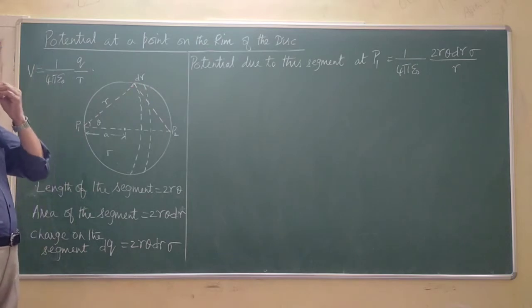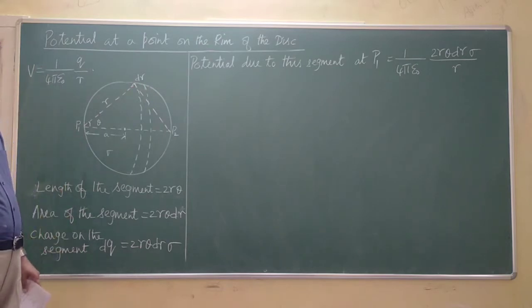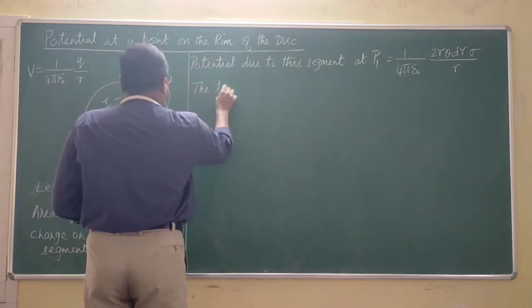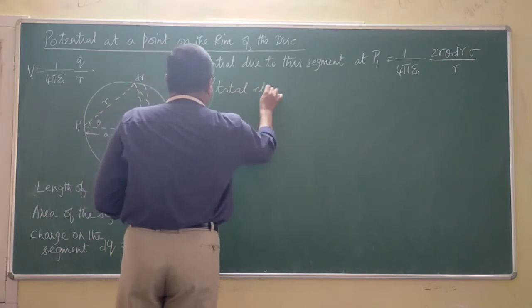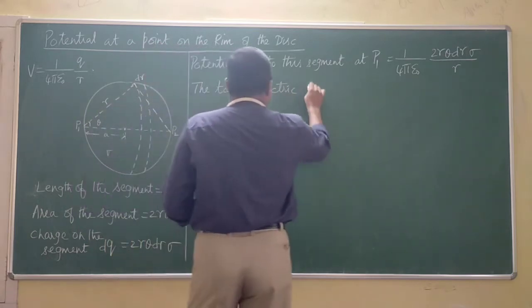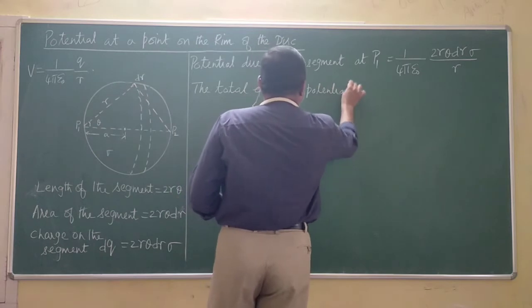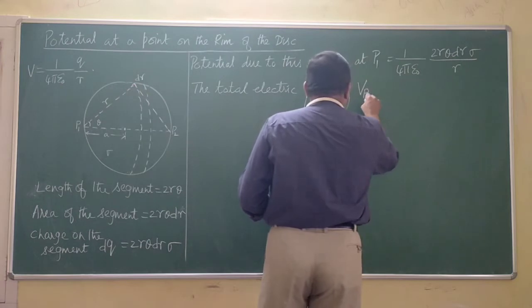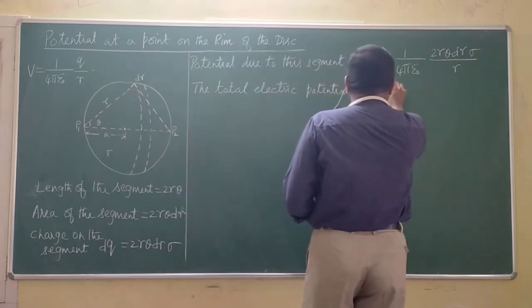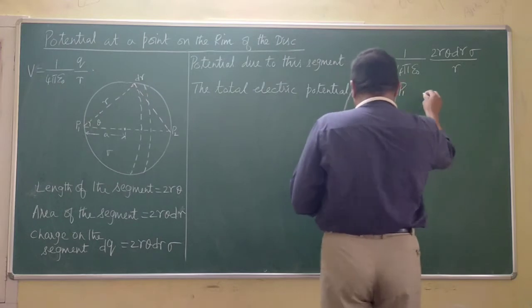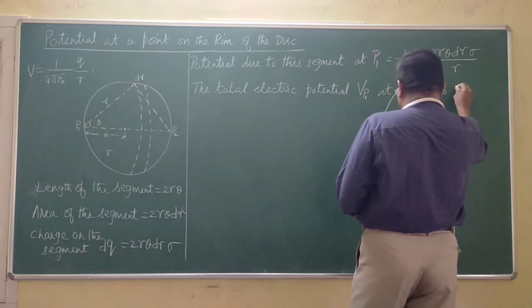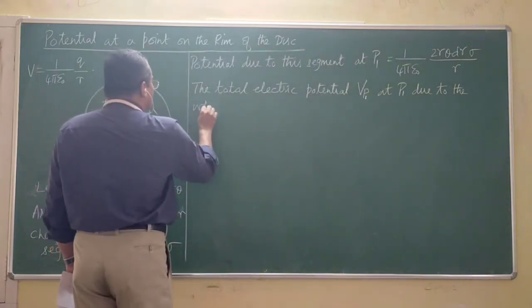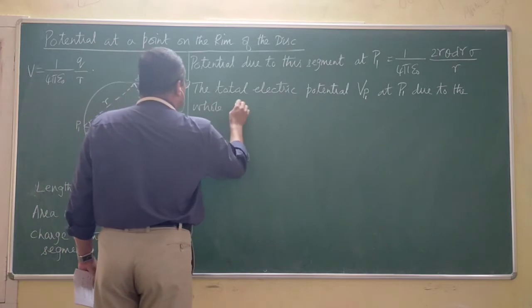Now I am interested in finding out the total electric potential. I will denote it as Vp1 at P1 due to the whole charge of the disk.